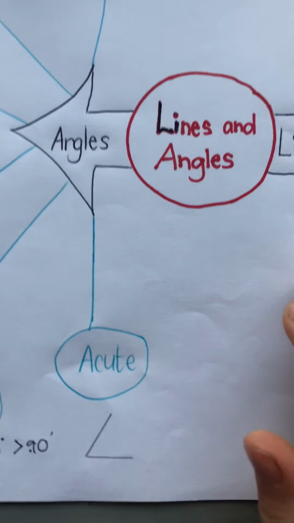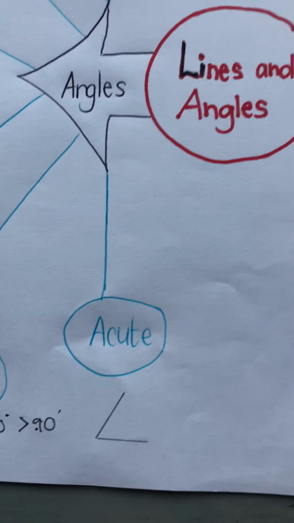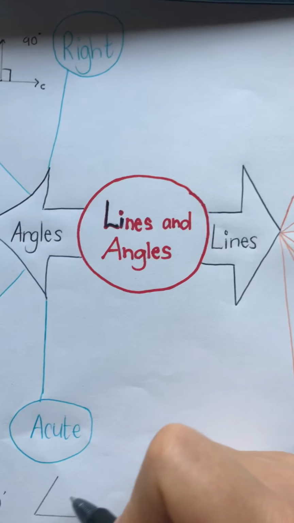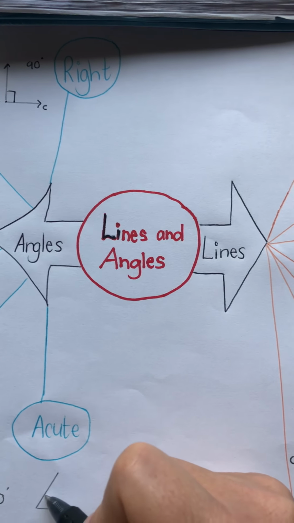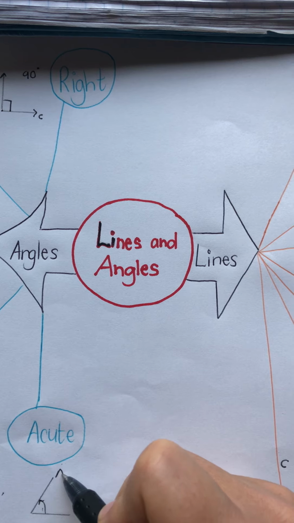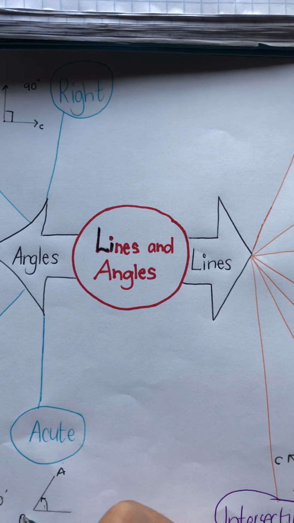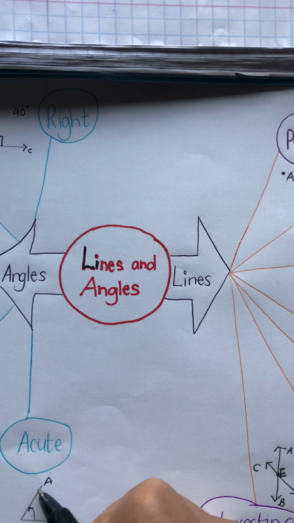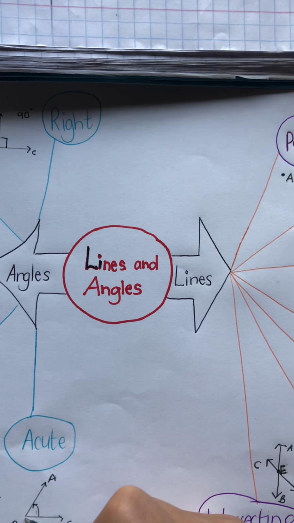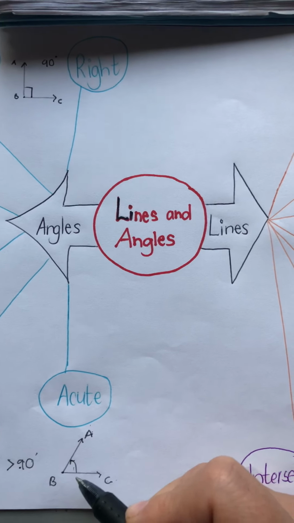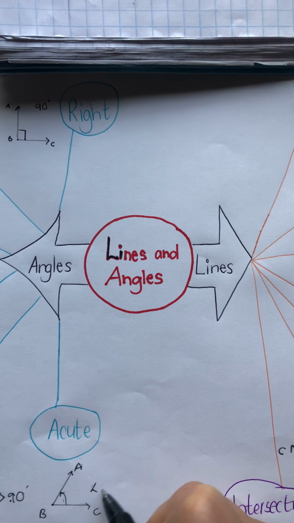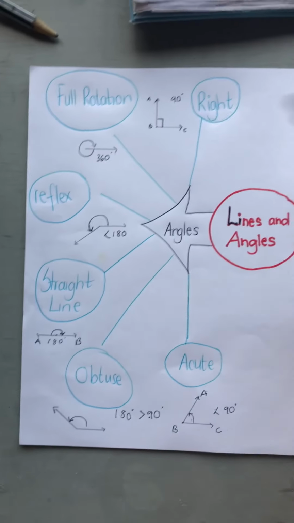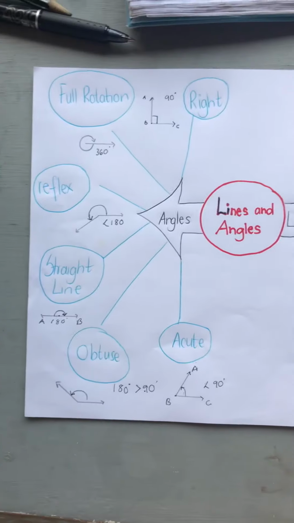And then the last one is an acute angle, and we remember that by being cute and small. Okay, and so our acute angle over here, we can call this line A, this point B, so that's BC, line BC. This is line AB, and they meet at B here, and an acute angle is smaller than 90 degrees. And that is all our different angles. Done.